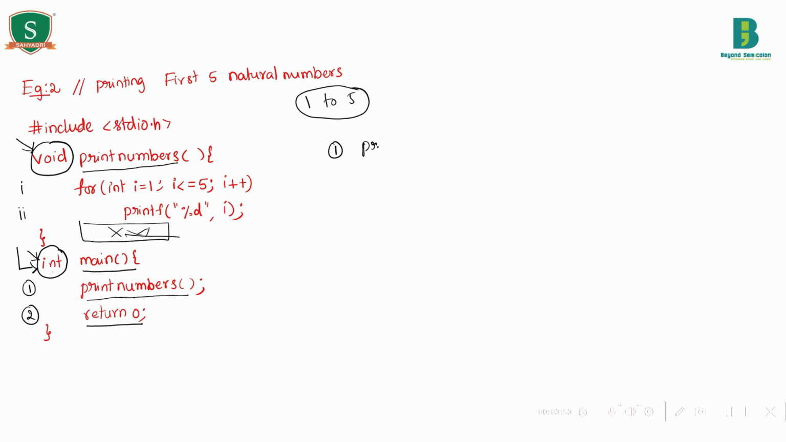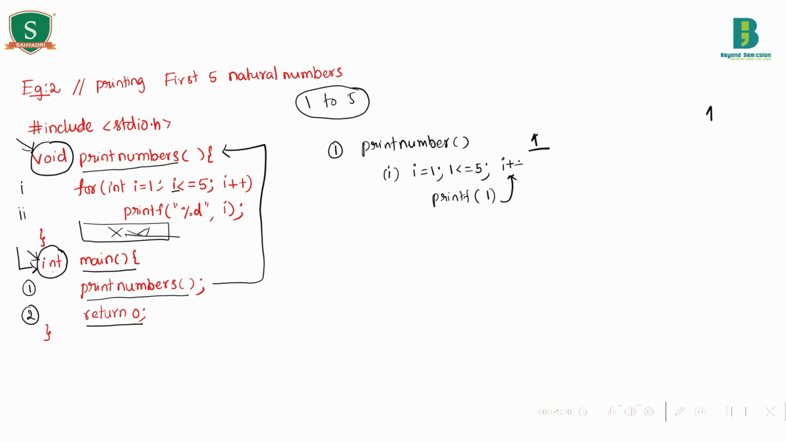Now the first statement, print numbers. It means we are calling the function. The first statement itself, we are calling the function. Then the compiler will come to the function and look at the first statement. The first statement is int i is equal to 1, 1 less than or equal to 5. So i value is 1, 1 less than or equal to 5. Then printf 1. So we are printing 1 here. Next, it goes back, increments the value i++. That means now i value has become 2 and checks the condition 2 less than or equal to 5.